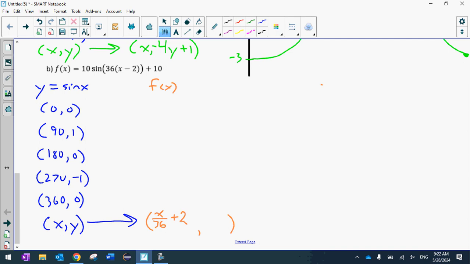All right? And then our y's are a little easier. 10y plus 10. That's it. And we can do that to each of those points. Of course, 0 divided by 36 is still 0, but then we add 2, we get 2 here. And then we get 10. 90. Okay, does 90 divide by 36 nicely? You get, yep, 2.5. And then, let's see, 10 plus 10 is 20. Oh, 4.5, because I forgot to add 2, thank you.